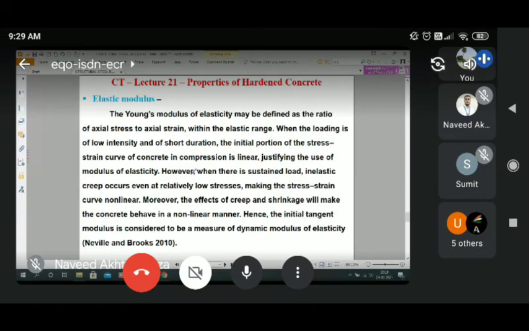However, when there is sustained load, an inelastic creep occurs even at relatively low stresses, making the stress-strain curve non-linear. Moreover, the effect of creep and shrinkage will make the concrete behave in a non-linear manner. Hence, the initial tangent modulus is considered to be a measure of dynamic modulus of elasticity by Neville and Brooks in 2010.